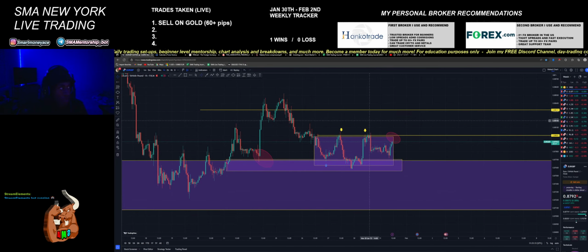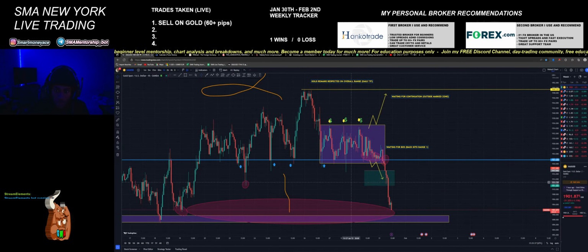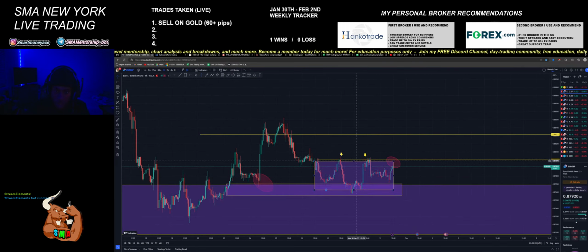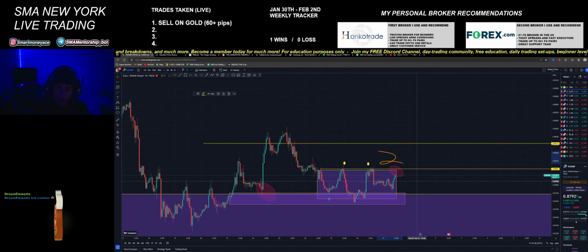Again, it's the same thing we used on gold, guys. The same thing we used to catch this nice sell back into range 1, we're gonna use to catch this nice buy into range 2. So this would be range 2. And then this is range 1.